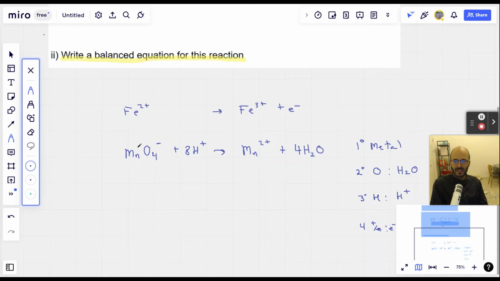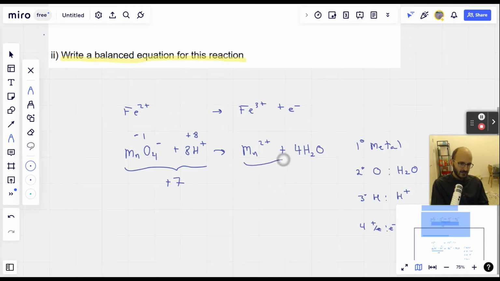So we look at the charge on the left-hand side. The charge of manganate is -1. And the charge of one proton is plus, but because you have 8, that makes +8. -1 plus 8 means +7 on the left-hand side. On the right-hand side, manganese 2 plus is +2, and water is neutral. +2 plus 0 gives you +2. As you can see, the charges are not balanced.